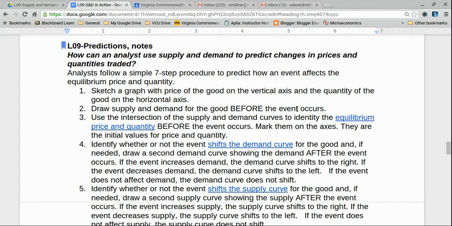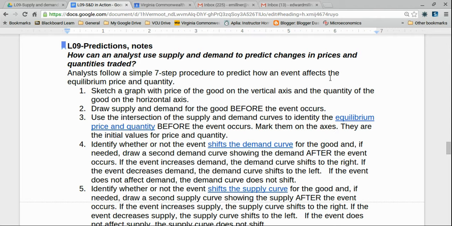Analysts follow a simple 7-step procedure to predict how an event affects the equilibrium price and quantity. First, sketch a graph with the price of the good on the vertical axis and the quantity of the good on the horizontal axis. Second step, draw supply and demand for the good before the event occurs.